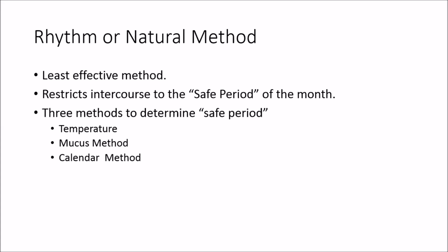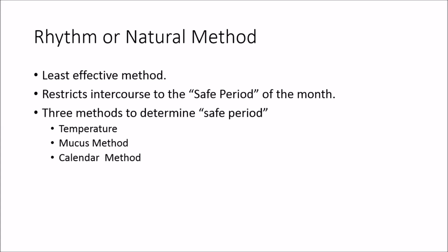And with the natural or rhythm methods, you have three different techniques to determine when the safe period is. Okay, you had the temperature method, you had the mucus method, and you had the calendar method. So these are just different methods to predict when a female is going to be most fertile. And on these days, someone who is solely relying on the natural or the rhythm method or the withdrawal method will have to completely avoid these days in order to prevent pregnancy.